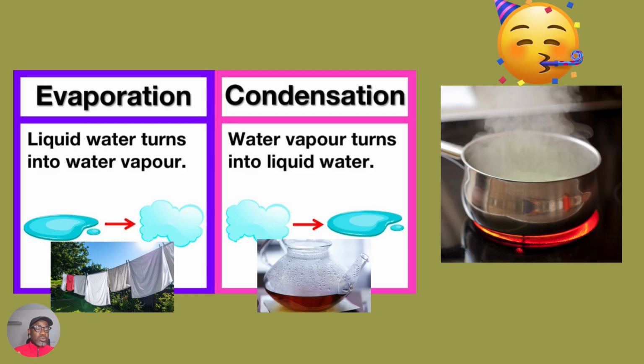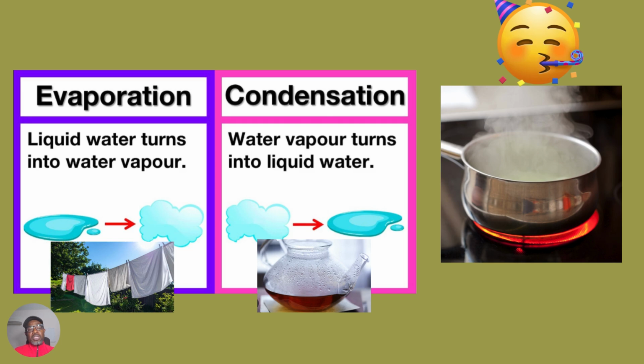Other examples of evaporation are when you use a dryer to dry your hair, when you hang your clothes outside and they get dried, and when you use a fan to blow on your wet clothes and they become dry. These are examples of evaporation. Of course, there are many other examples that we see.